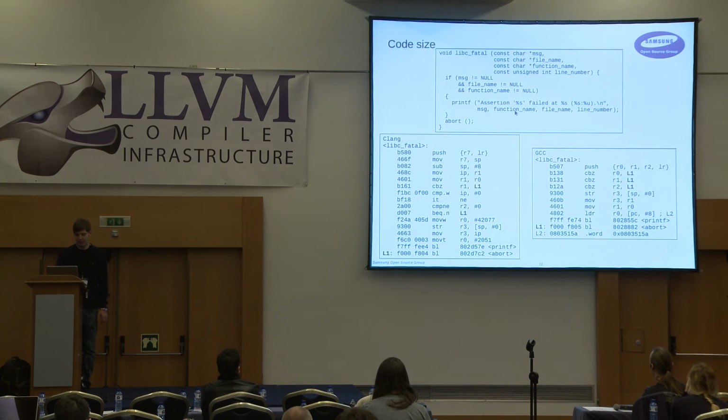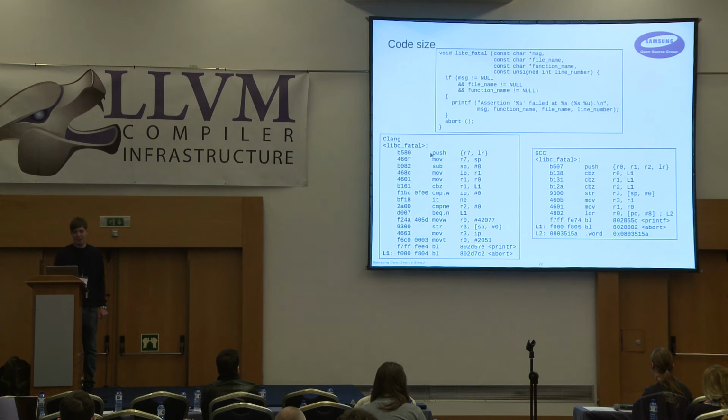This is from the libc fatal. What it does is get a bunch of arguments. Those arguments are checked to be non-null before they are passed to printf, and then there's just an abort being invoked. The GCC-generated code looks quite nice here. There's essentially a compare and branch if 0 for all the individual arguments. Once those have passed, there's just some setup of the arguments, and then printf is invoked.